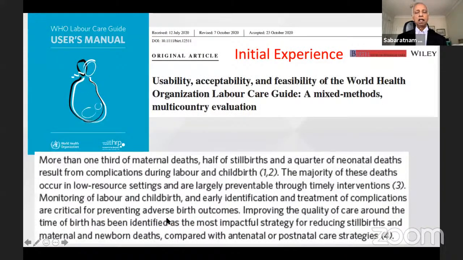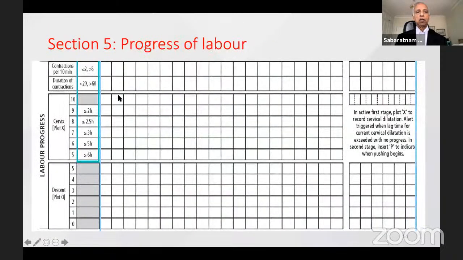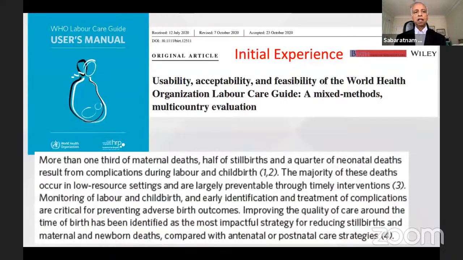And finally, the initial experience of the usability, accessibility, and feasibility of the labor care guide. A multi-country evaluation has been studied and published in July 2020. And they feel that it can be applied to many birth settings. And they provide this WHO labor care guide user's manual, which you can download from the WHO site or type labor care guide manual in Google, and it'll come.